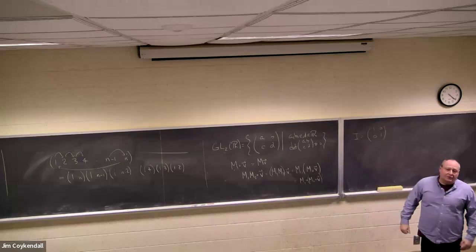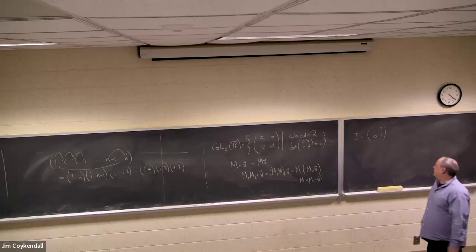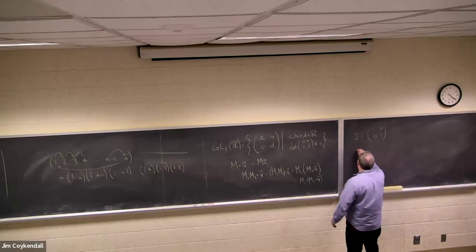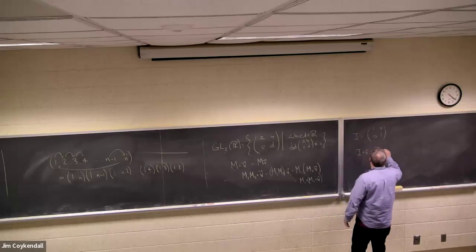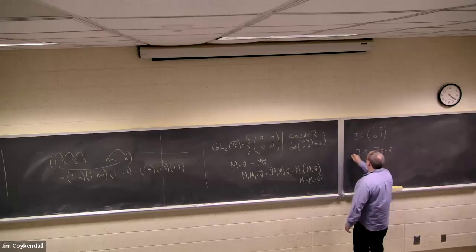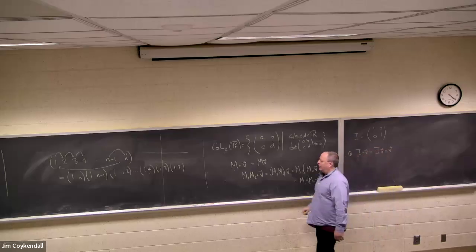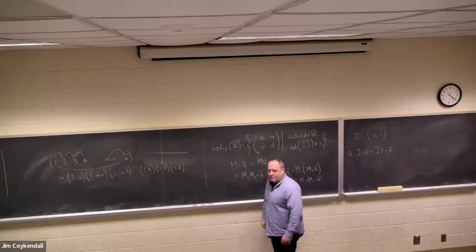This is the identity matrix, right? The one that you multiply and it doesn't change anything. Notice that I acting on B is IB, which is B. That's all you need for group action. It's these two things right here.